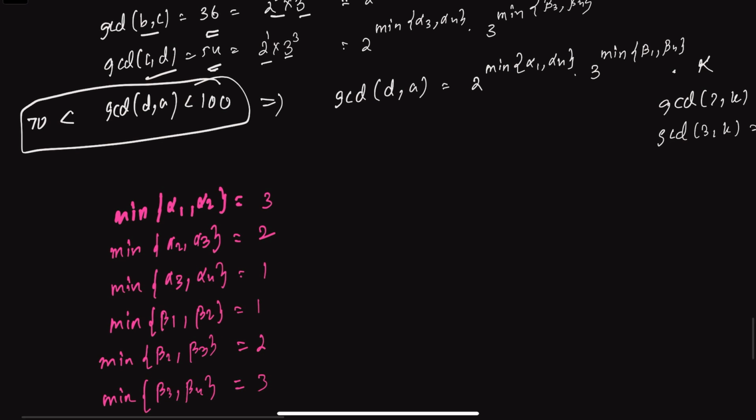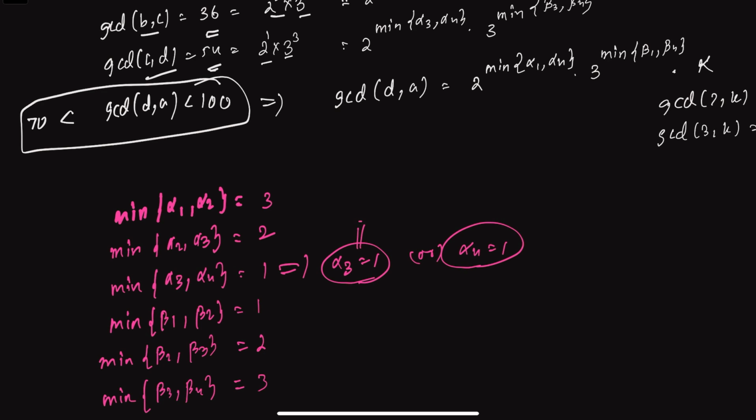So if we examine the first three, we are having minimum of alpha 3 comma alpha 4 is 1, and minimum of alpha 2 comma alpha 3 is 2. So suppose let's say alpha 3 is 1, so that means the second equation, minimum of alpha 2 comma alpha 3, won't be 2, because if minimum of alpha 3 comma alpha 4 is 1, that means either alpha 3 is 1 or alpha 4 is 1.